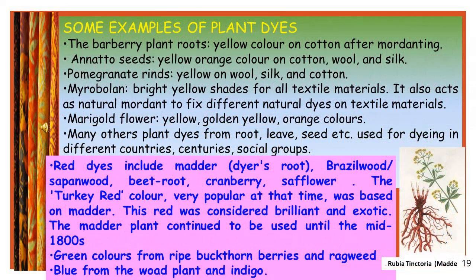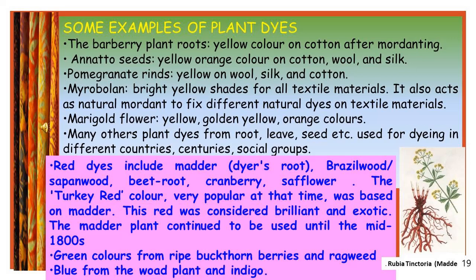Some examples of plant dyes. The barberry plant roots can give yellow color on cotton after mordanting. Annatto seeds give yellow-orange color on cotton, wool, and silk. Pomegranate rinds give yellow color on wool, silk, and cotton. Myrobalan gives bright yellow shades on all textile materials. It also acts as a natural mordant to fix different natural dyes on textile material. Marigold flower can give yellow, golden yellow, and orange colors.